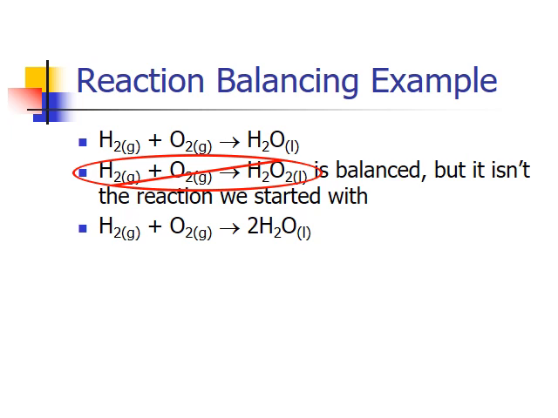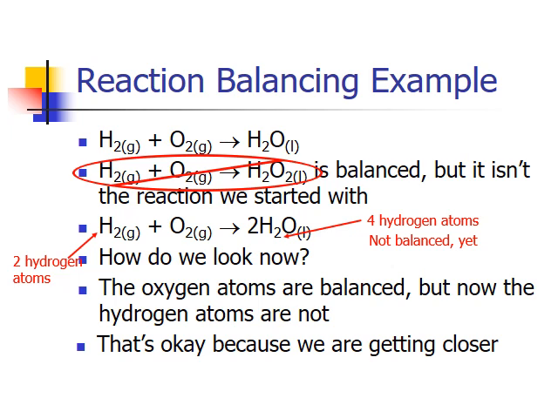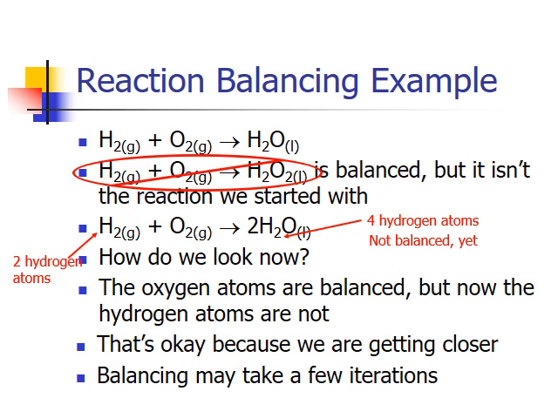So there's our 2 in front of the H2O. So how does it look now? Oxygen atoms are balanced. We've got 2 on each side of the arrow, but now the hydrogens are not. We have 2 hydrogen atoms on the left and now 4 hydrogen atoms on the right. We're not balanced yet, but that's okay. We are getting closer. This is what we call an iterative process. We may have to do it a few times.